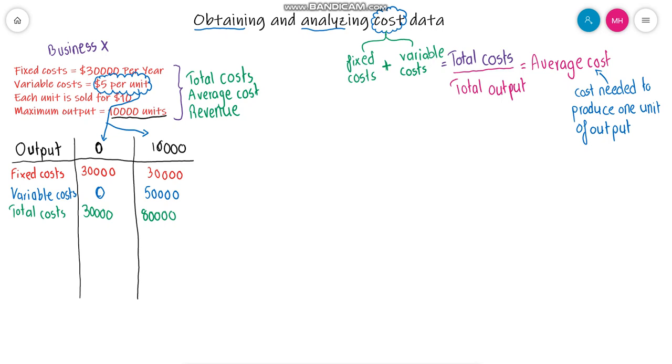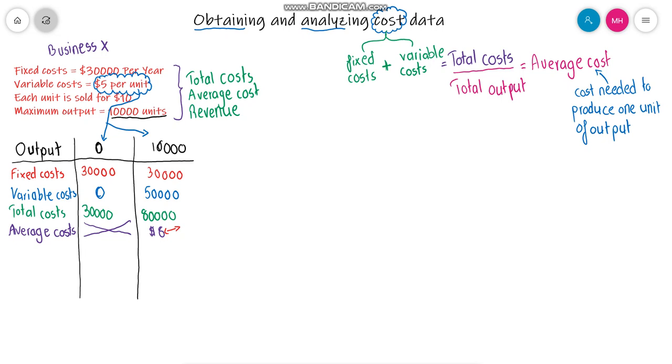Now, using total costs, we can calculate average cost. We'll do total cost divided by total output. When our total output is 0, total costs are 30,000, and 30,000 divided by 0 means there is no average cost. In the other case, it's 80,000 divided by 10,000, and the average cost is $8. And as we said, this is the cost needed to produce 1 unit of output.